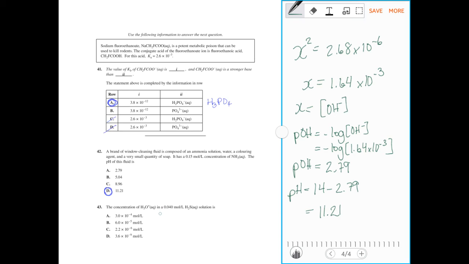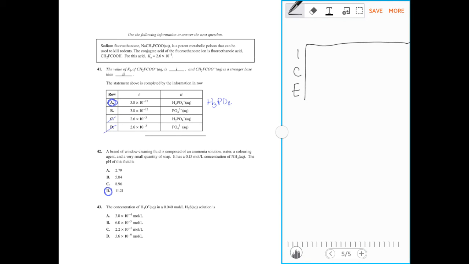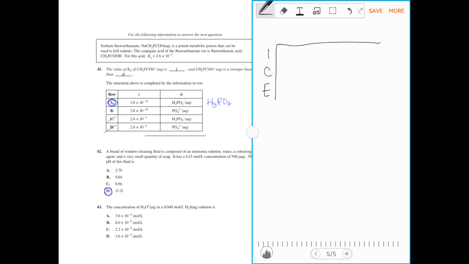Okay, let's take a look at 43. The hydronium ion concentration in a 0.040 mole per liter H2S solution is blank. Again, I like to set up an ICE table just to ensure that I'm keeping track of what I'm doing here. I may or may not use it, but it definitely helps me get an idea of where I'm going. So I'm just going to slide this over a little bit.